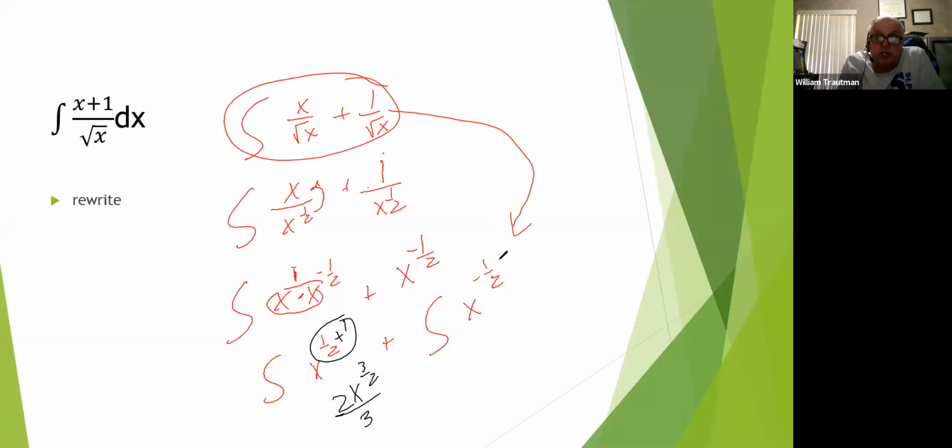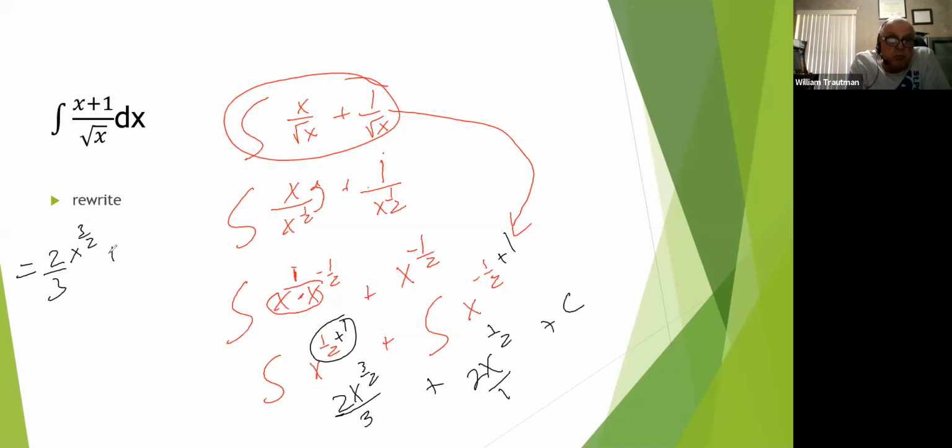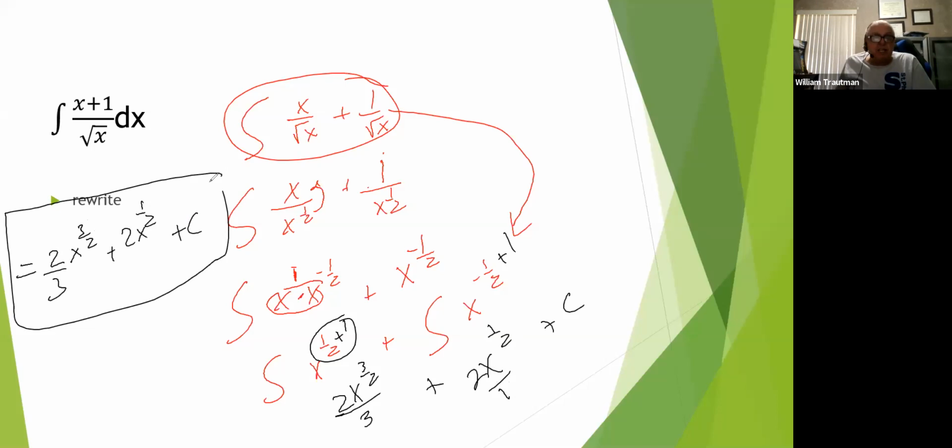Here we add 1 to the negative 1/2, and I get 1/2. So this is x to the 1/2, and then I put the 1/2 on the bottom. The half part flips up to the top, and then you put a plus c. So the final answer looks like this: 2/3 x to the 3 over 2 plus 2x to the 1/2 plus c. And no, you don't have to change it back to radical form unless the answer was like that. But this is the integration for that.